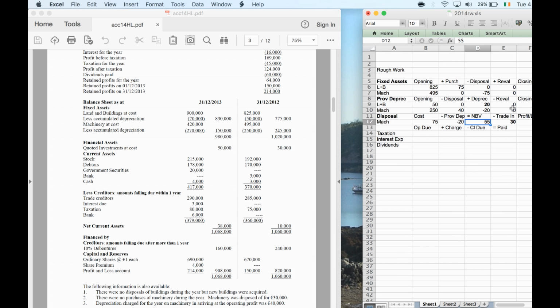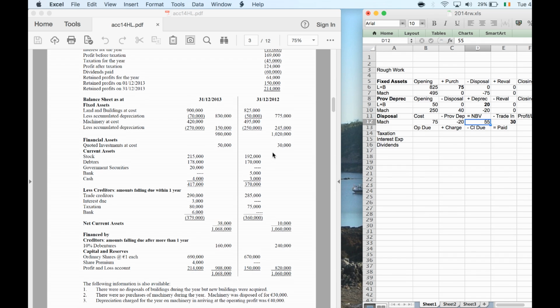Okay, so that's all the rough work done. So this is going to go into the purchase of fixed assets investment section. These two here are going to be added together, so you get 40 grand is going to be put into the working out of the cash from operations, and this here is going to go in as a non-cash item in cash from operations.